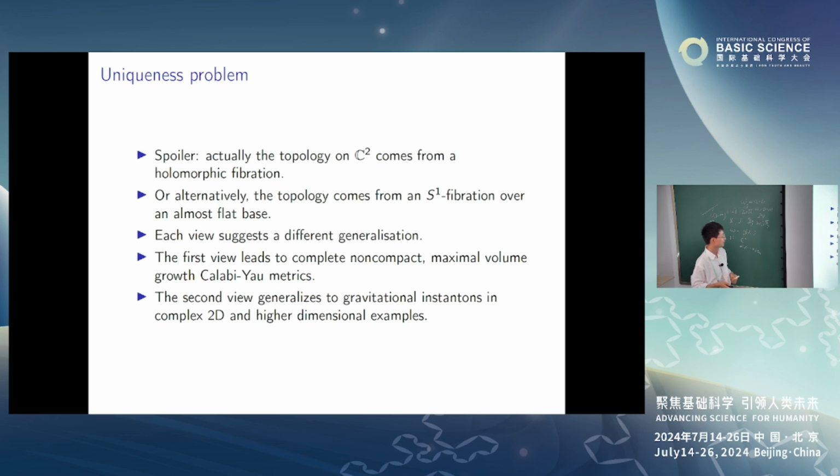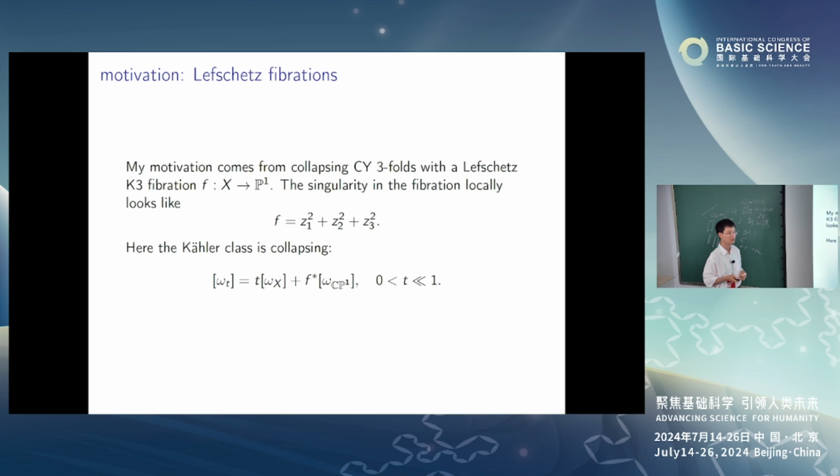And in fact, these viewpoints lead to different generalizations. The first one leads to the main topic of today, which is a complete non-compact maximal volume growth example of Calabi-Yau metric. The second viewpoint generalizes to gravitational instantons and high-dimensional variants. So my own motivation for constructing this metric comes from studying collapsing Calabi-Yau threefolds with a Lefschetz K3 fibration.